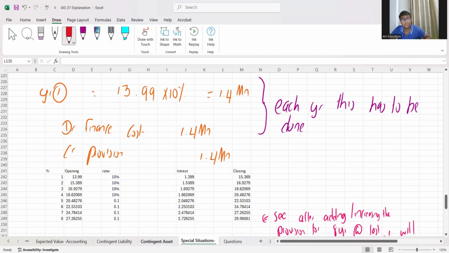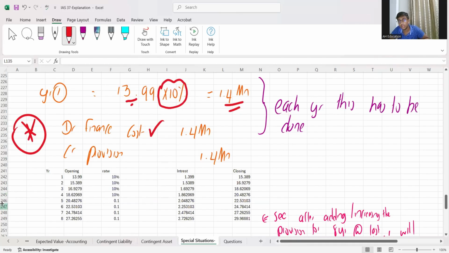Look at this. For my very first year, I will be charging an interest of 10% on my first year provision, which is 13.99. So my interest would be debit financial cost. Always remember, this is a compulsory part. Until your 8th year, you need to do this unwinding of your discount. So the first year, you will get a financial cost of 1.4 million. So debit your financial cost and increase your provision by 1.4.